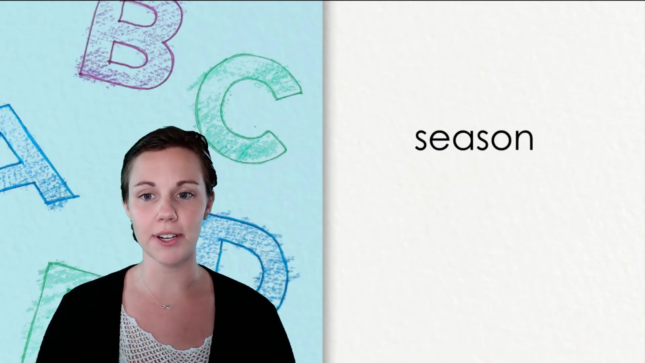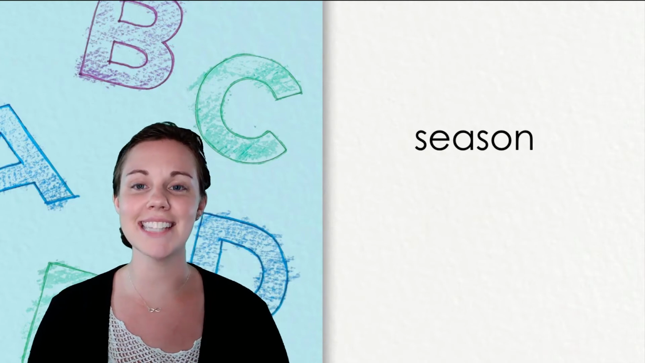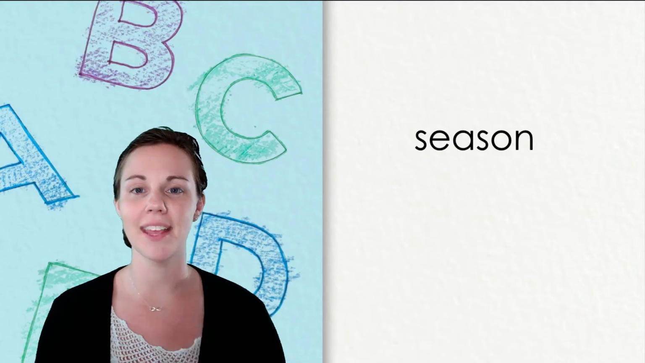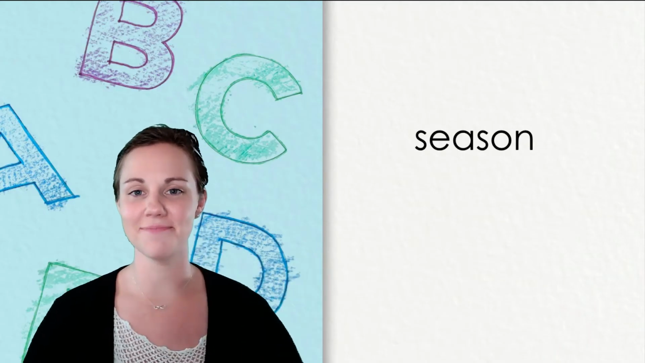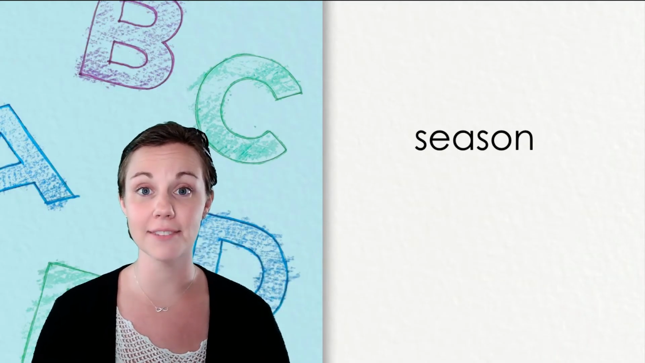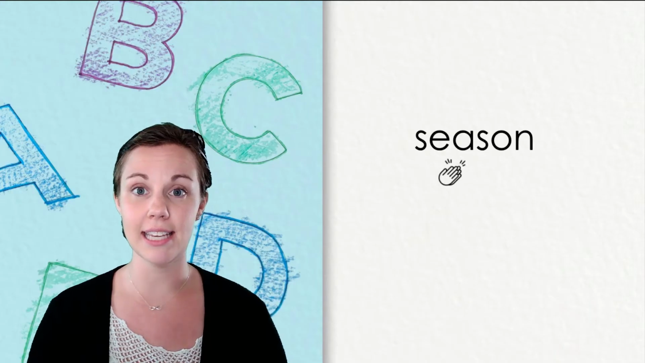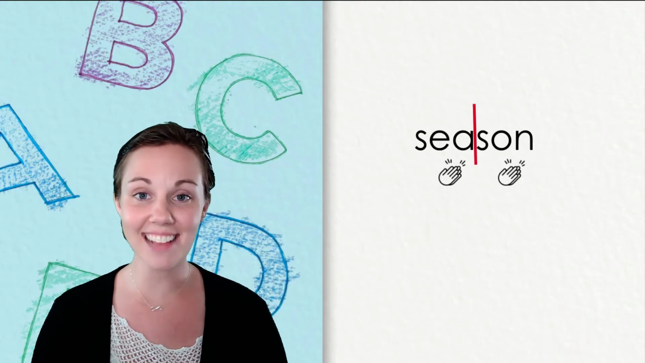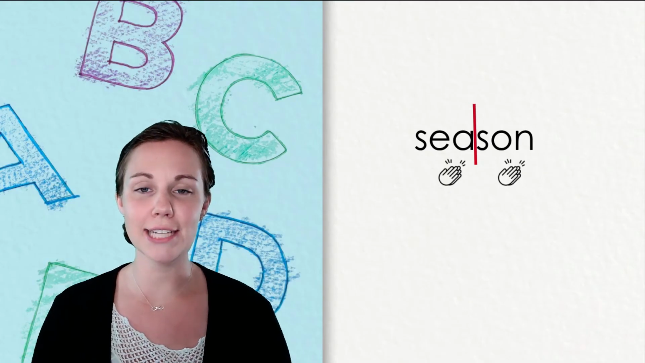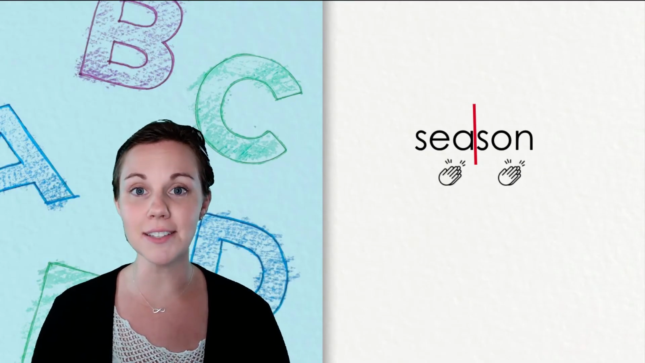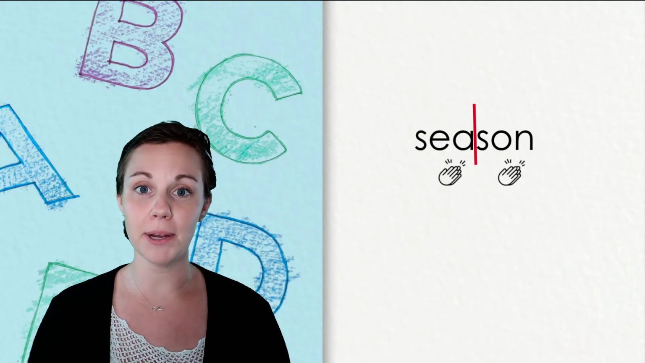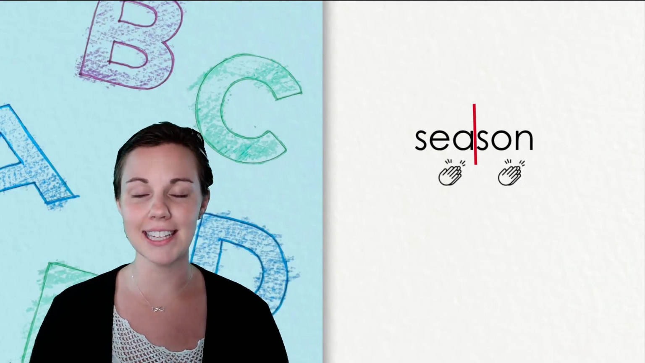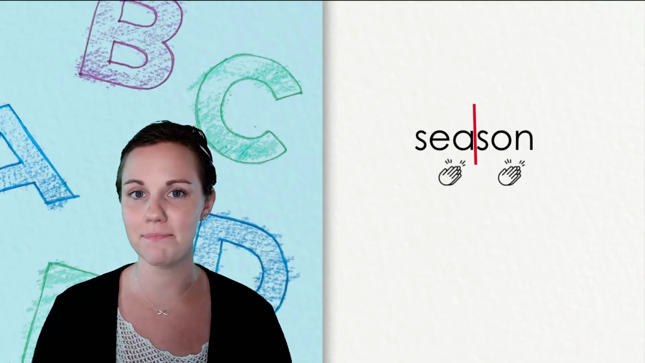Here's our next word. It says season. Go ahead and clap season with me. Season. Let's check. See, sun. That's exactly how we clapped it. It showed us where to split the syllable. Usually when we count out the syllables by clapping, it tells us where to split it.